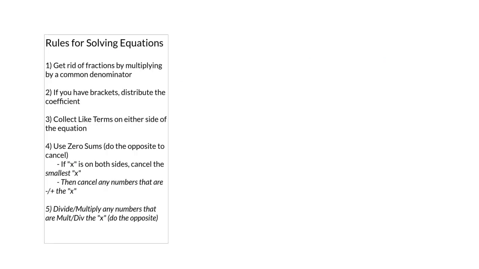In class, we talked about the different techniques we need to use in order to solve equations. The 5 steps are listed to the side. I'm going to use these 5 steps to solve this example. Step 1 says to get rid of fractions by multiplying a common denominator. In this example, I don't have any fractions, so I don't really need to worry about step 1. I can skip over to step 2.